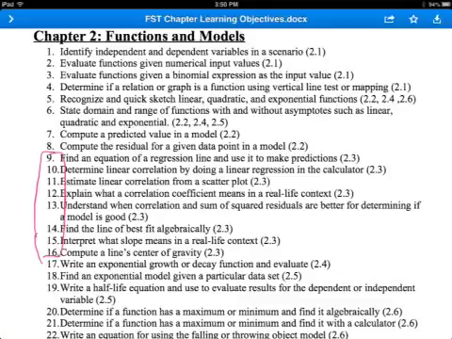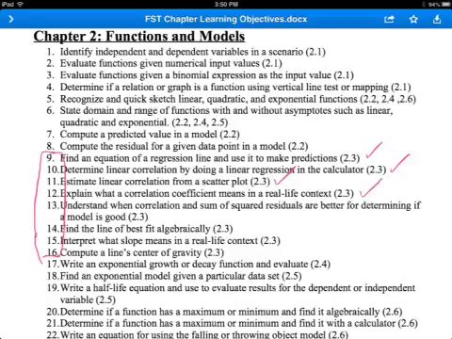Now in section 2.3, you're going to actually learn 8 different objectives, but they're all highly correlated and synced together. So the main gist of it is this: you're going to find the equation of a regression line and then use it to make predictions. We're going to determine the linear correlation on the calculator. We're also going to estimate the linear correlation by just looking at a graph. You're going to explain what the correlation coefficient means in a real-life context.